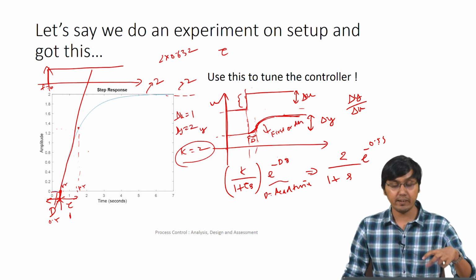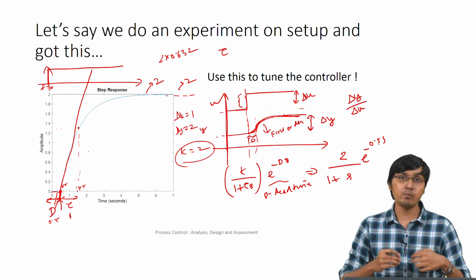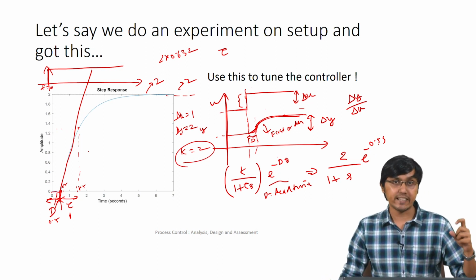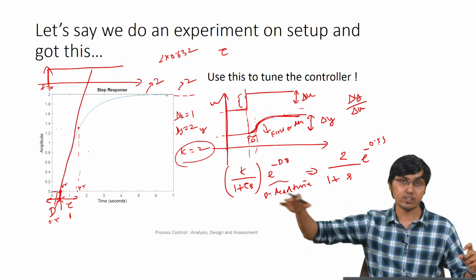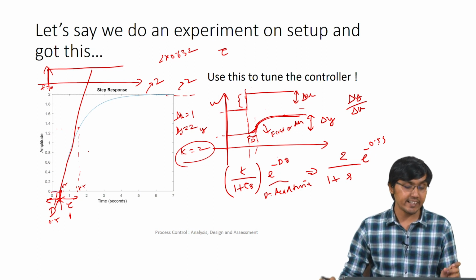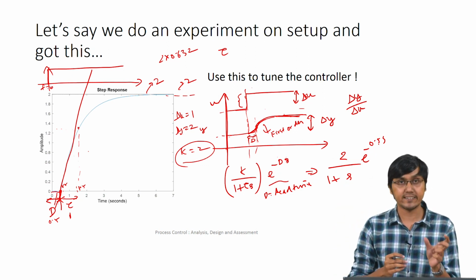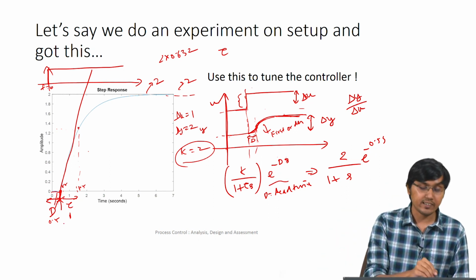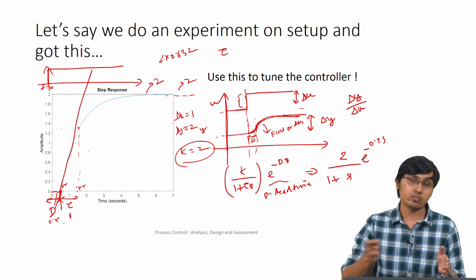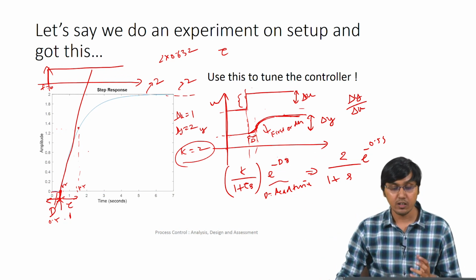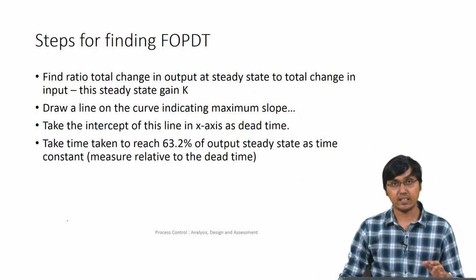Gain is delta y by delta u. Like how much fuel I added, that is the input. I changed the fuel, that is delta u, the change in the input I have given, and delta y is the output change that has happened at steady state. That is the gain. And the dead time is where the slope intersects, that is, after what time it started responding. Then tau is the time after this dead time to reach 63.2% of the final y value. This is how we can find the FOPDT of the system, and that's what is given here.